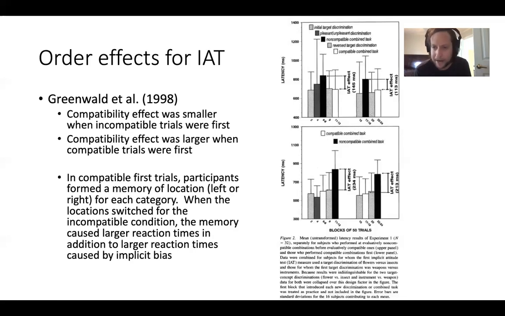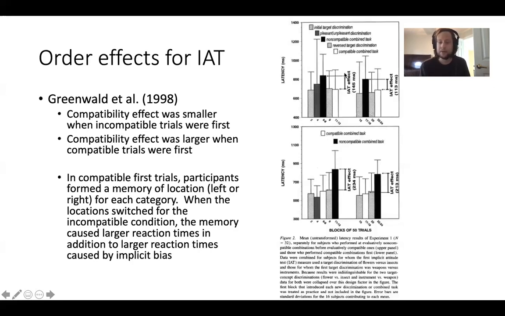And the magnitude of that difference in reaction times between those two conditions is the implicit association test effect. And there was a 145 millisecond difference here. So when the non-compatible, the incompatible condition was first, the amount of IAT effect was 145 milliseconds. However, when the non-compatible condition was second, the IAT effect was 234 milliseconds. That is, the difference between the black and the white bars was a difference of 234 milliseconds. So in other words, the IAT effect is stronger in this situation here than it is here.